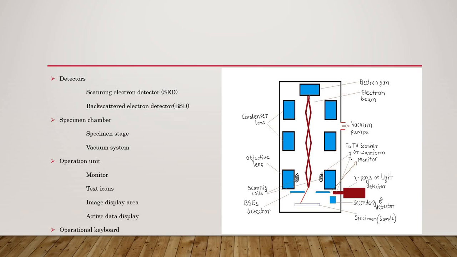Next is the operation unit. The operation unit consists of a monitor, text icons, image display area, and active data display. The graphical user interface is displayed here.